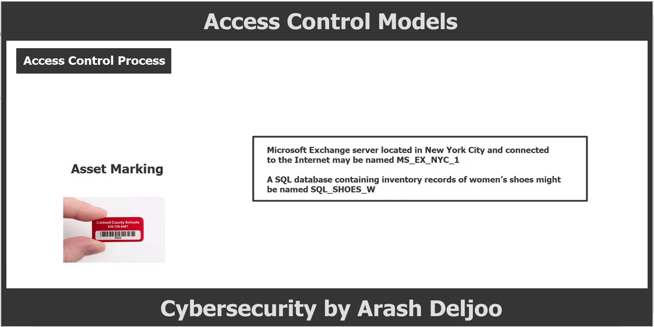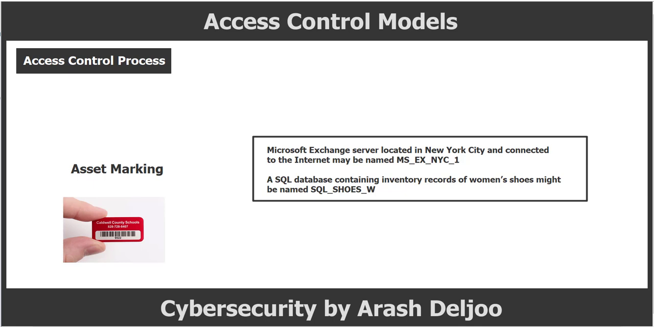Each asset should have a unique identifier. The most significant number is the device or program name. Although you may assume that the name is obvious, you will often find that different users, departments, and audiences refer to the same information, system, or device differently.